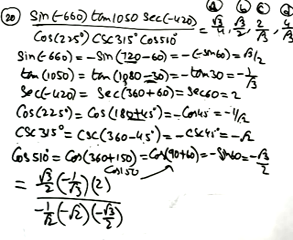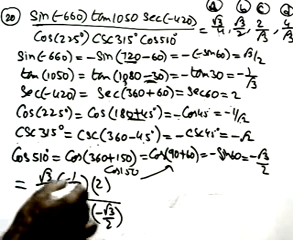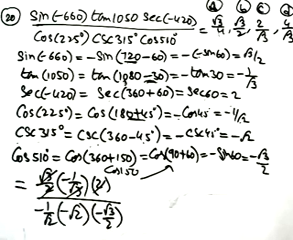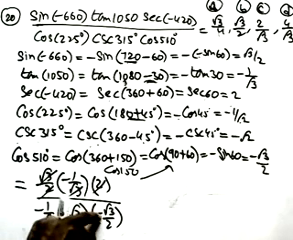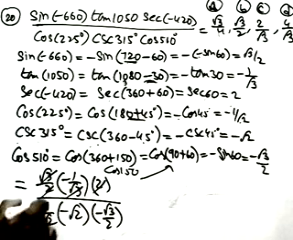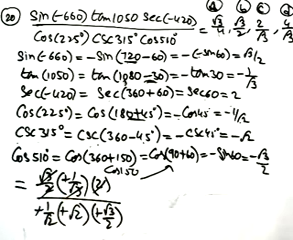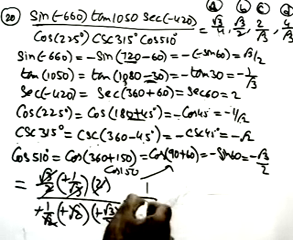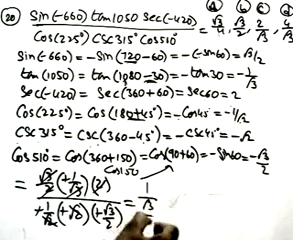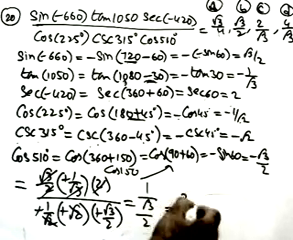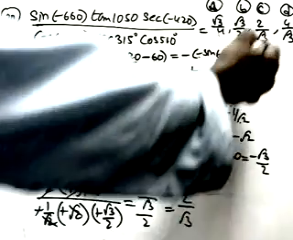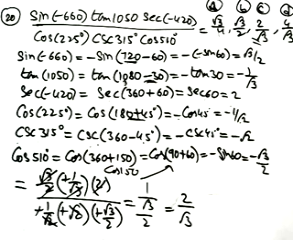Now let me solve these. See here what is left. Root 3 cancels, 2 cancels. Minus into minus is plus, plus into minus is minus, minus into minus is plus. So there are 4 minus signs, this becomes plus. Root 2 will get cancelled. Now what is left? 1 by root 3 by 2. So this 2 will come in the numerator, 2 by root 3. So this is the answer, 2 by root 3.